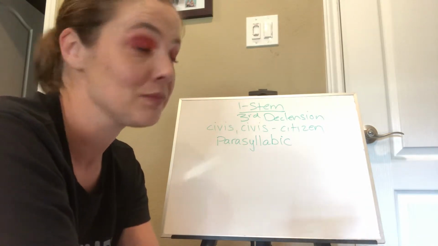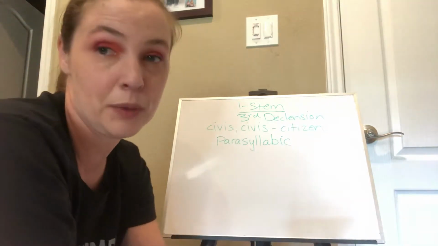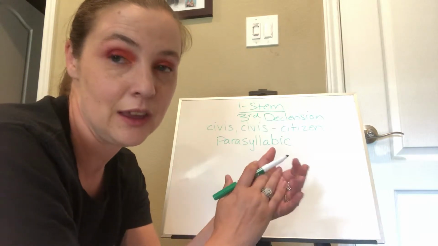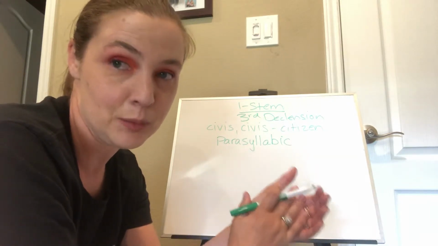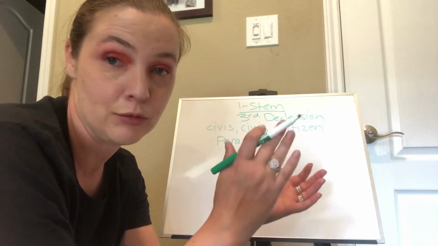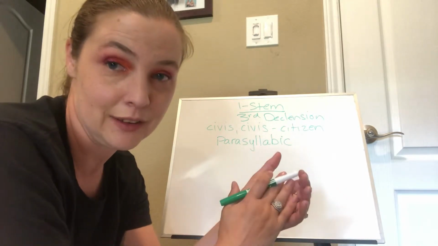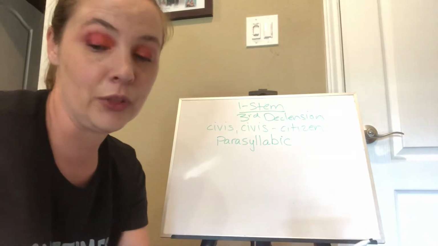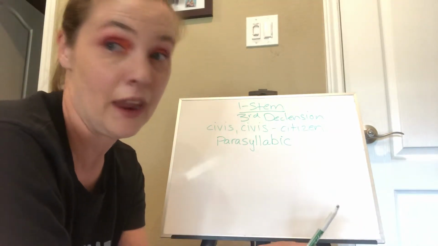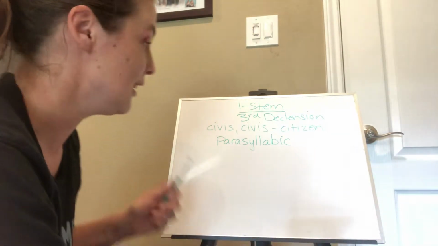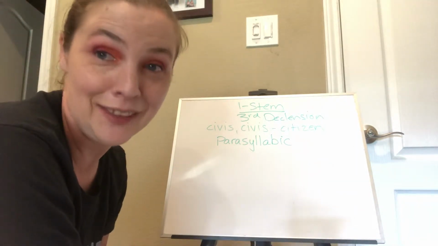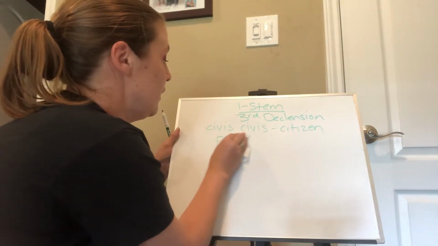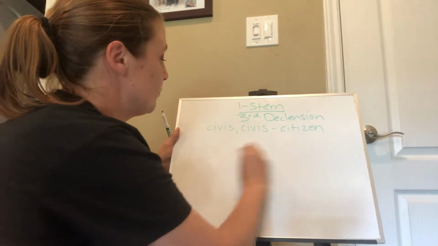So, this is an I stem. It's parasyllabic: civis, civis. As opposed to Rex Regis. So, kindergarten came in handy. Oh, the things you never thought you'd have to use anywhere else. Well, here you go. Now you get to count your syllables in Latin, just the way you did at times in English. All right. So here we go.